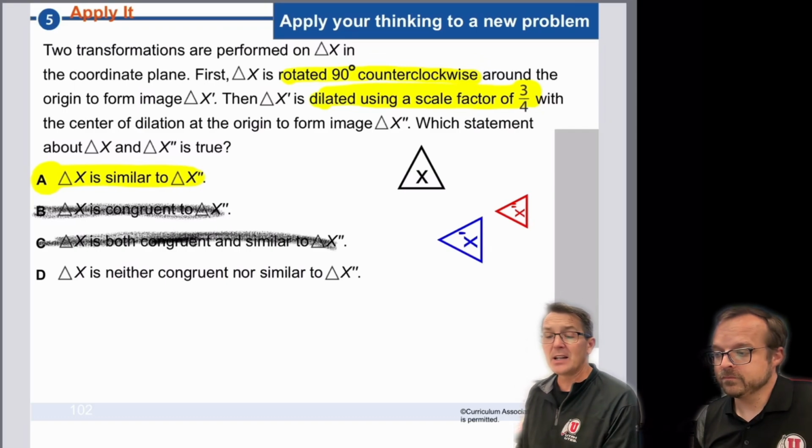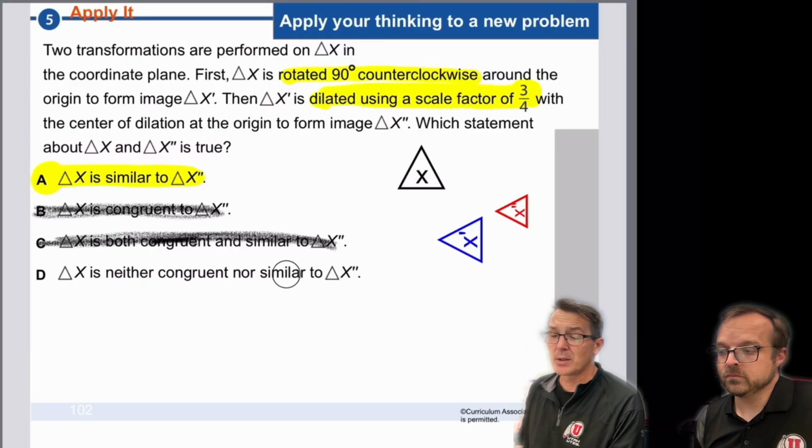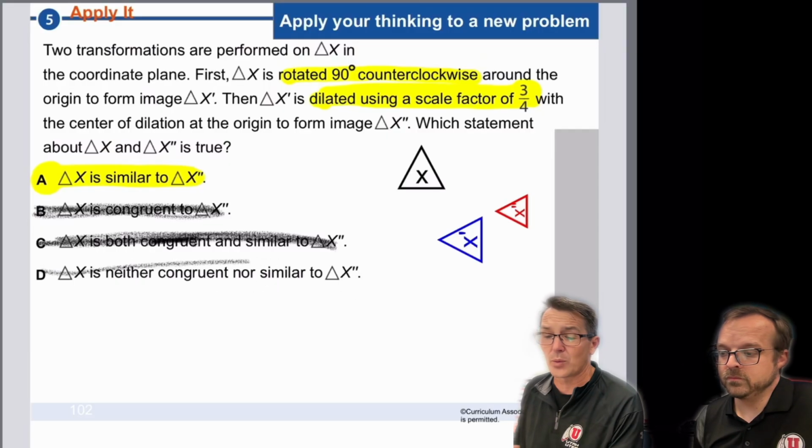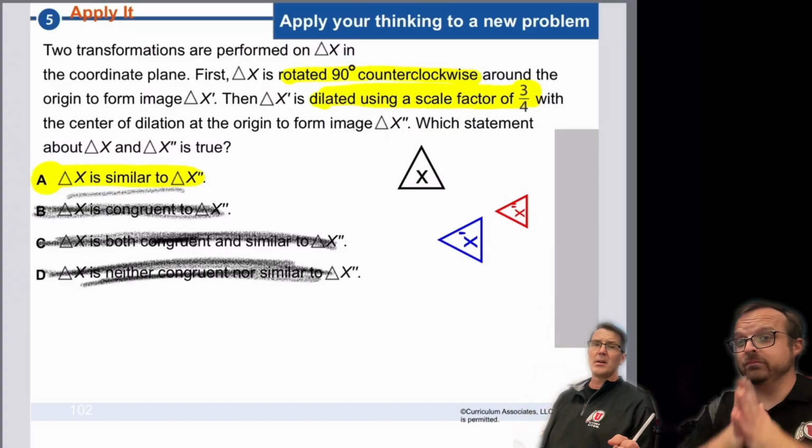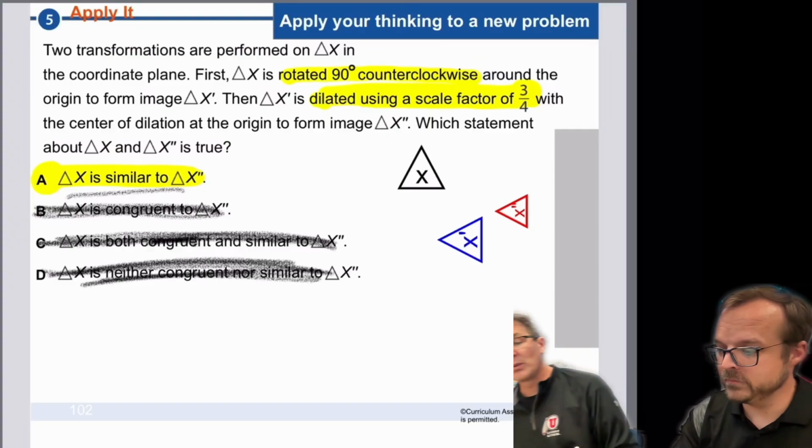And then finally, triangle X is neither congruent nor similar to X prime. We know it's similar, so right off the bat, it can't be neither. So again, that is also wrong. So the only answer that worked was similar. Cool beans. A. Moving on.